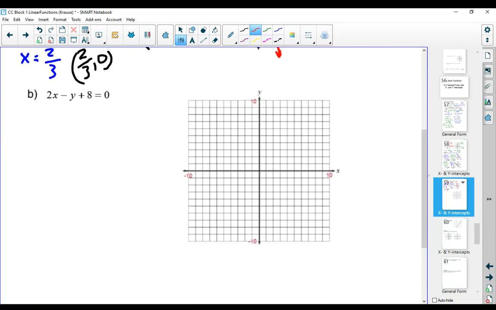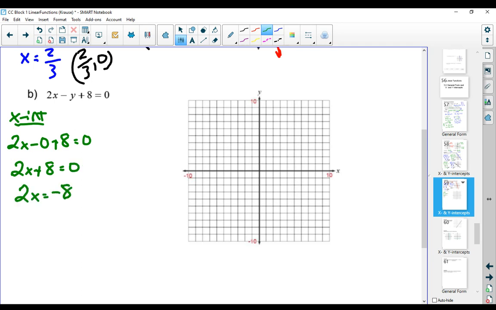All right, next question. We've got 2x minus y plus 8 equals 0. Now, if it's easier, you can certainly rearrange your equation. But the idea behind the x and y intercepts is that we don't have to rearrange our equation to find the information. So for x-intercept, we're going to let y equal 0. So 2x minus 0 plus 8 equals 0. So 2x plus 8 equals 0. 2x equals negative 8. Divide by 2 on both sides, and we have x equals negative 4. So one of the points is (negative 4, 0).